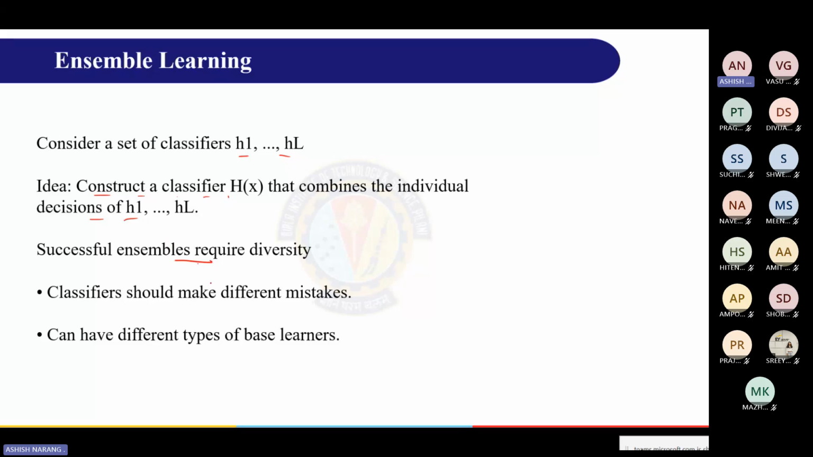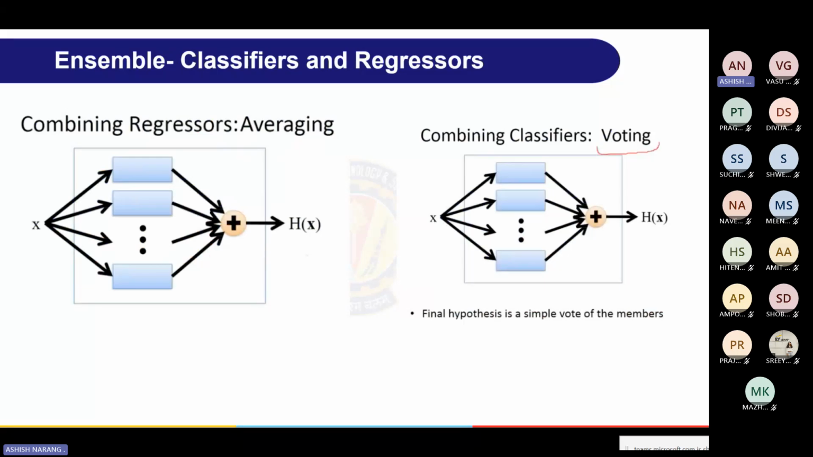Classifiers should make different mistakes and can have different types of base learners. Right? I'm not going to use the same algorithm. So the base learner for one could be naive Bayes, another could be SVM, a third could be logistic regression. It could be anything. So we can use it for regression, we can use it for classification. Regression, I am not sure if you remember, we predict a continuous attribute, where there is some numeric value I am predicting, like predicting a house price, predicting a stock price.